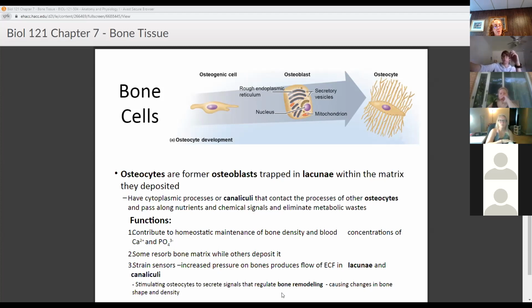They're maintaining things. They're stuck, but they also are involved in maintaining and regulating whether the surrounding bone is produced, synthesized, or broken down. Any questions?